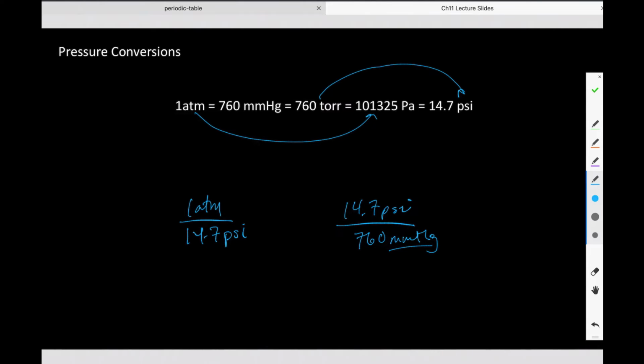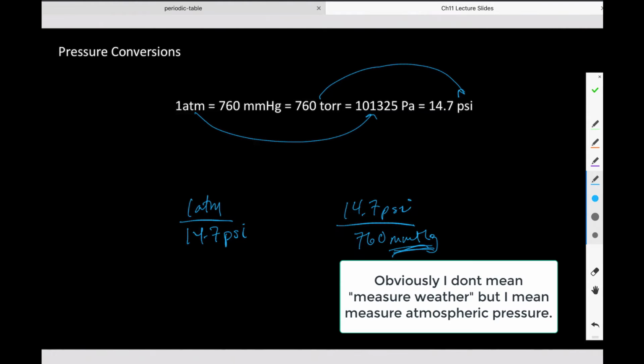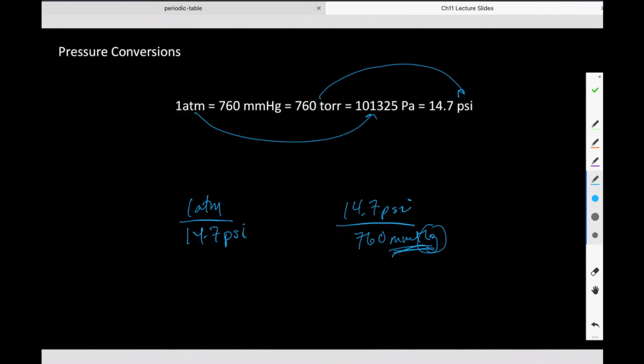And do be mindful when we talk about millimeters of mercury. Your book references the use of barometers, which is how we used to measure weather, where we literally are talking millimeters, just like with a ruler. How tall a column of mercury is one of the ways that we measure atmospheric pressure, which is why we could also talk about inches of mercury. But thankfully, you know how to convert between metric and inches.